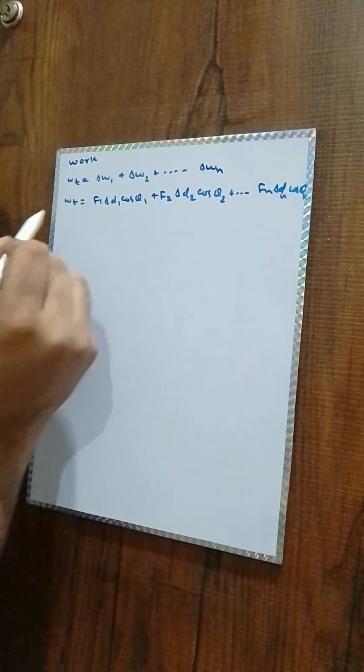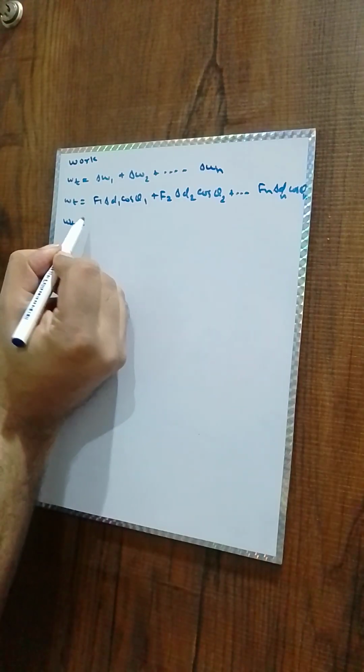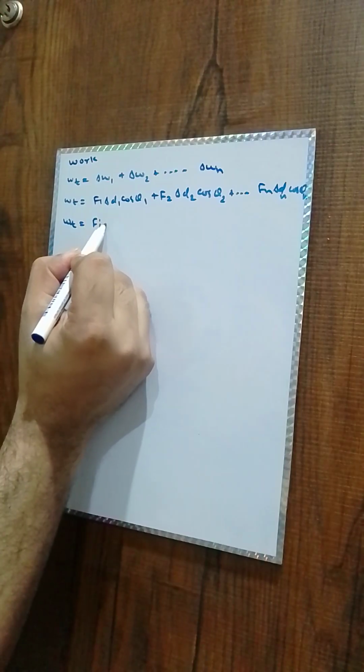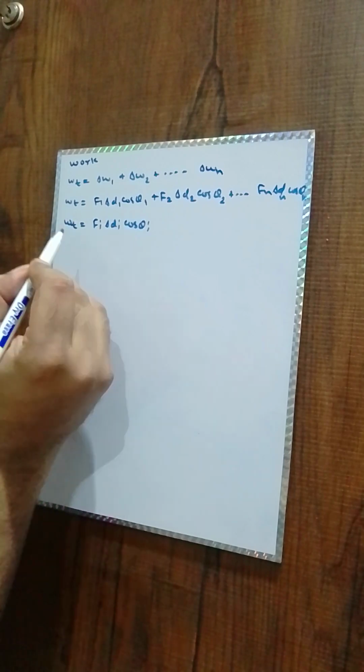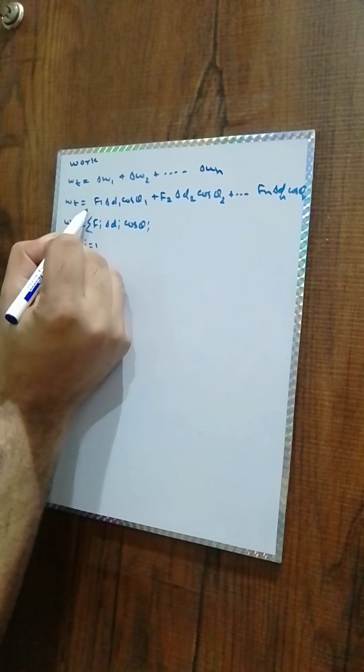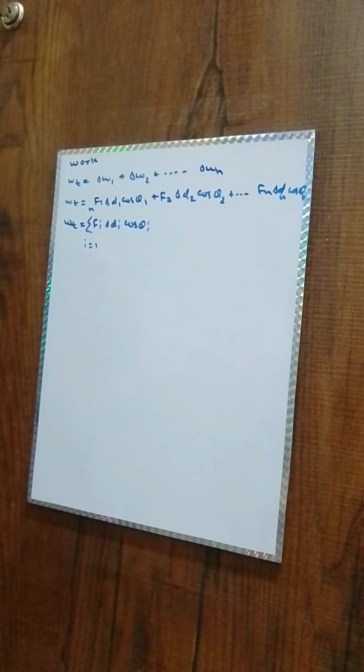Okay, so Fi delta di cos theta i in general, with summation i equal to 1 up to n. So this is the general form for collective work done, when the total work done is a collection, or a summation, of the differential works done.